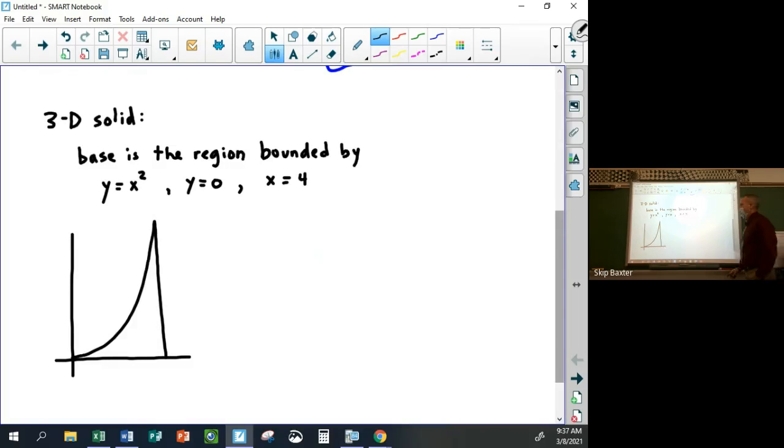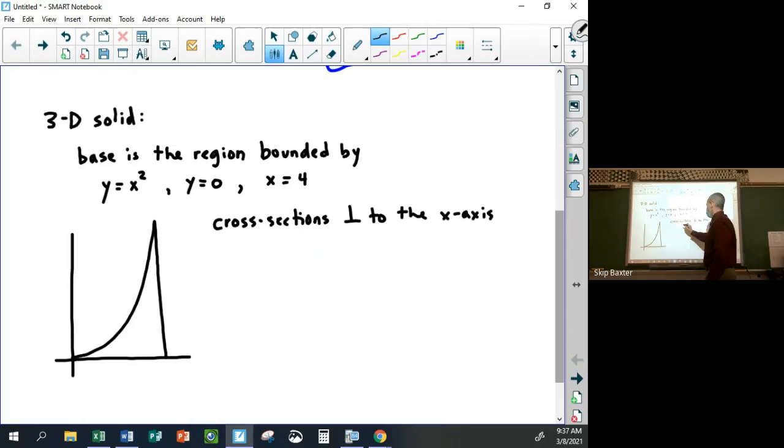And suppose that cross sections, so picture this triangular shaped figure sitting on a table, okay? And suppose that cross sections perpendicular to the x-axis are squares.